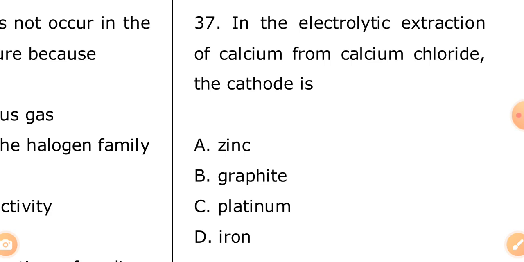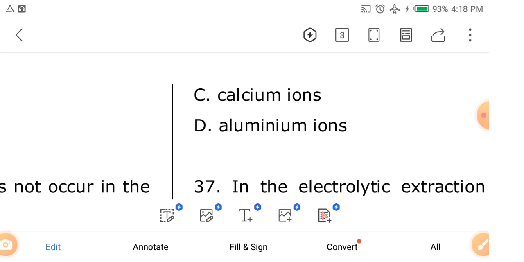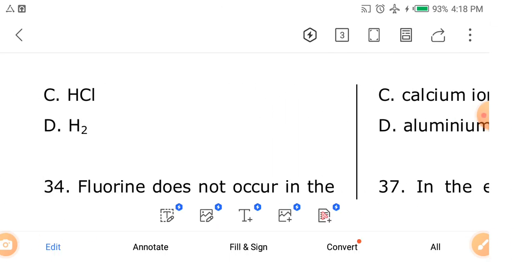Go and study. If you can, define electrolysis for me. This one is not compulsory, like the other 3 assignments, but these things are very important. In the electrolytic extraction of calcium from calcium chloride, the cathode is what? Iron. Let's look at question 36.